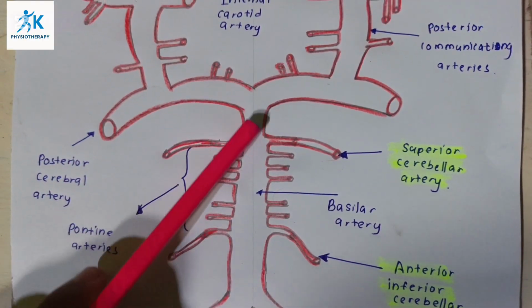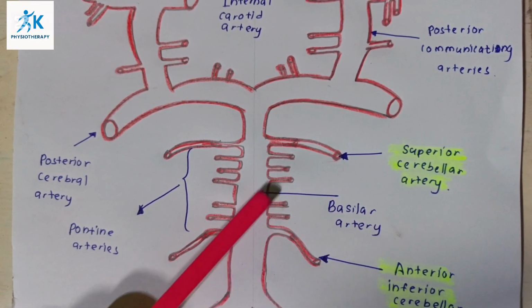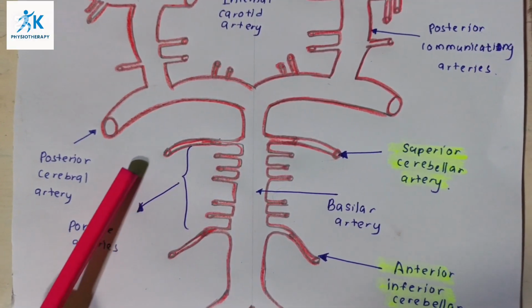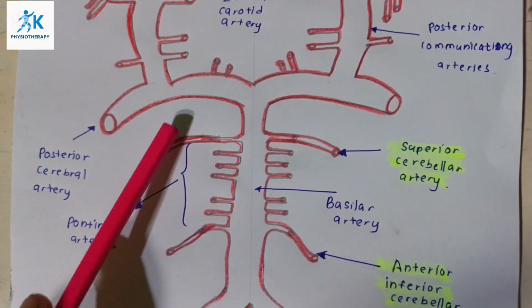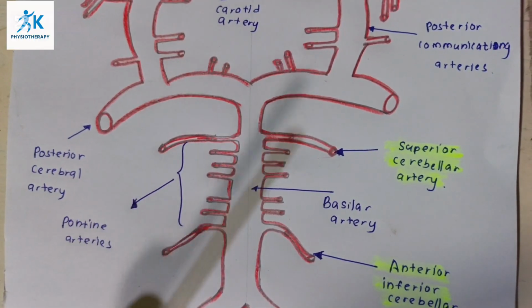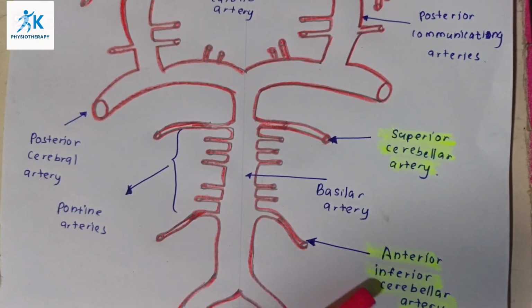Then this is the basilar artery. The basilar artery is formed by the two vertebral arteries, supplies the brainstem and cerebellum, before terminating at the posterior cerebral arteries. This is the superior cerebellar artery. This is the anterior inferior cerebellar artery.